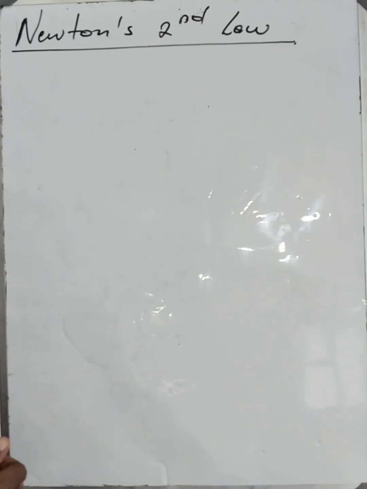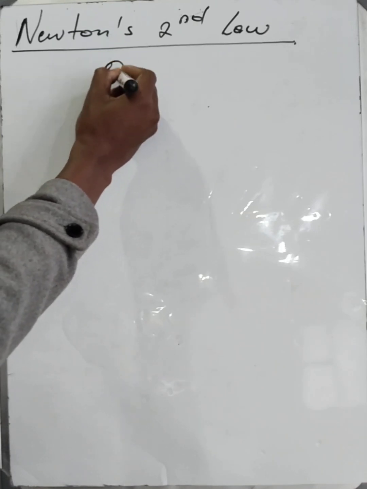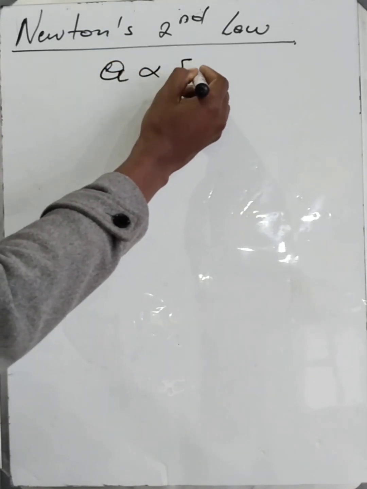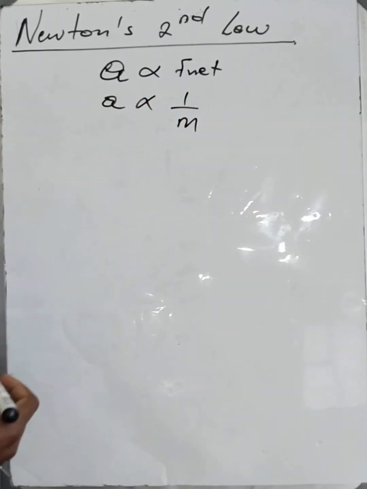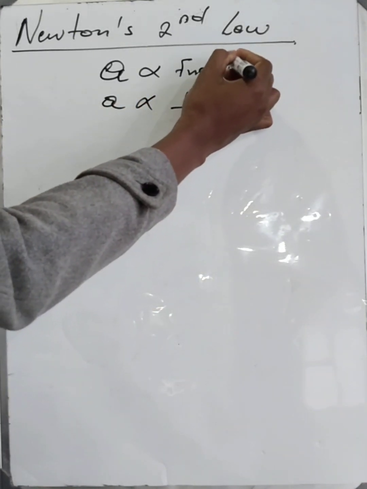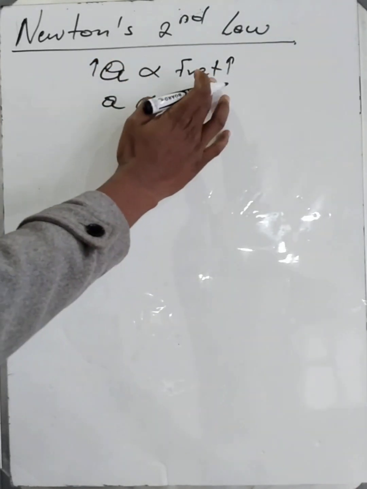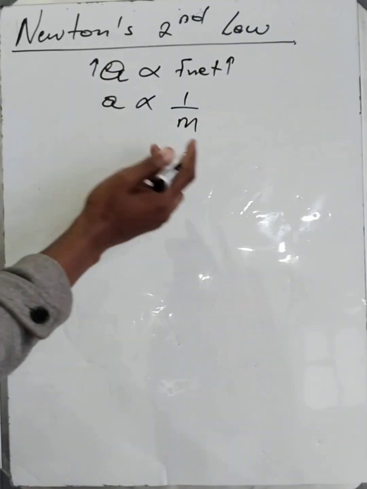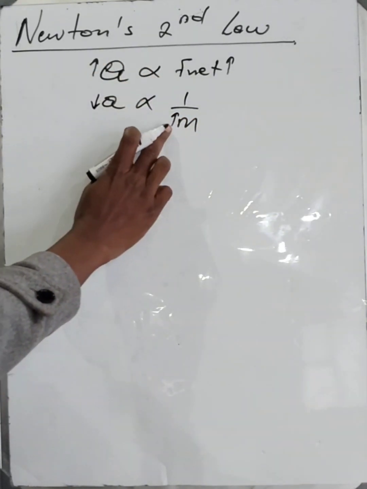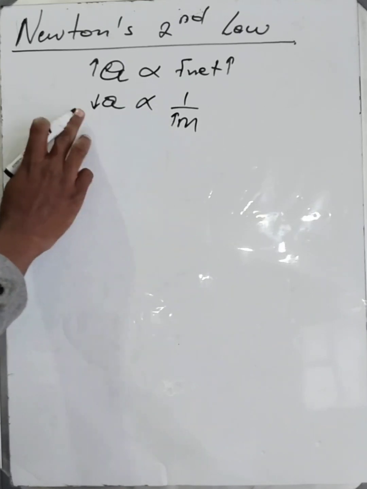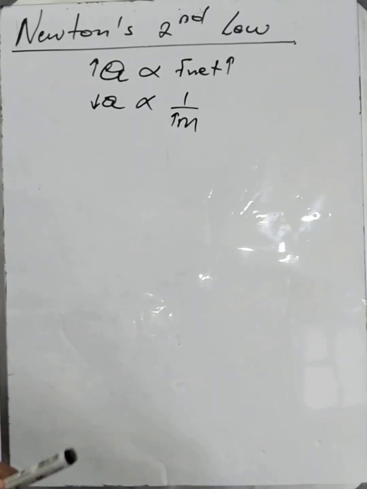First of all, let's define Newton's second law. Newton's second law states that when a net force acts on an object, the object will accelerate in the direction of the net force, with acceleration that is directly proportional to the net force and inversely proportional to the mass of the object. As the net force increases, acceleration increases. If the net force decreases, acceleration decreases, okay? But if the mass increases, acceleration decreases. When the mass decreases, acceleration increases, okay?